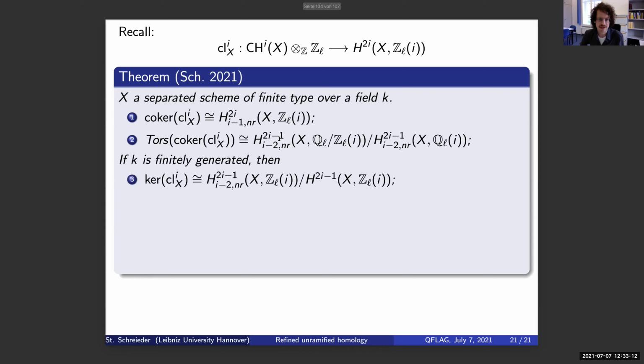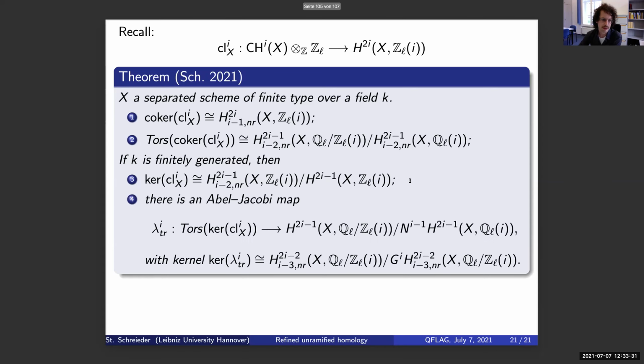But over finitely generated fields, the story is different. So if K is finitely generated, then the kernel of the cycle class map, really from the Chow group, is computed by such a formula. So some refined and ramified cohomology mod some actual cohomology group. And there is again an Abel-Jacobi map from the torsion subgroup of the kernel of the cycle class map to some quotient of cohomology groups. And the kernel can be computed by refined and ramified cohomology.